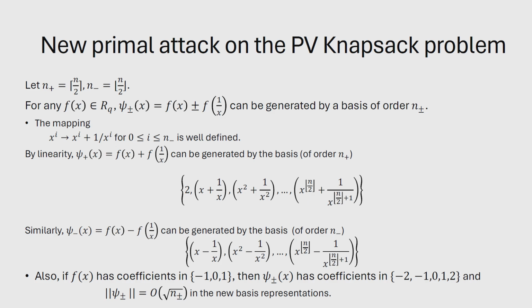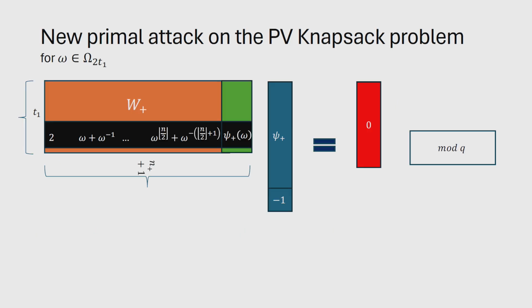Also, if f(x) has coefficients in the interval -1 to 1, the new polynomials psi plus and psi minus have coefficients in the interval -2 to 2, and so we can expect the norm to be around square root of n plus and minus in the new representation of the basis. Okay, like in the direct primal attack, we now have a new homogeneous SIS problem to recover psi plus and psi minus using the new basis of approximately half the dimension.